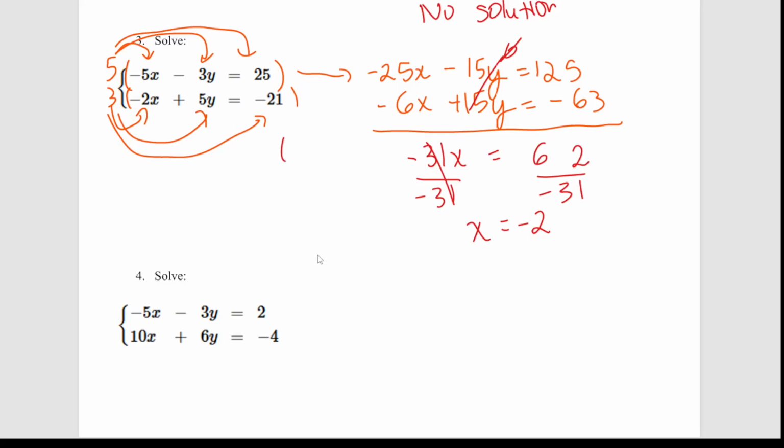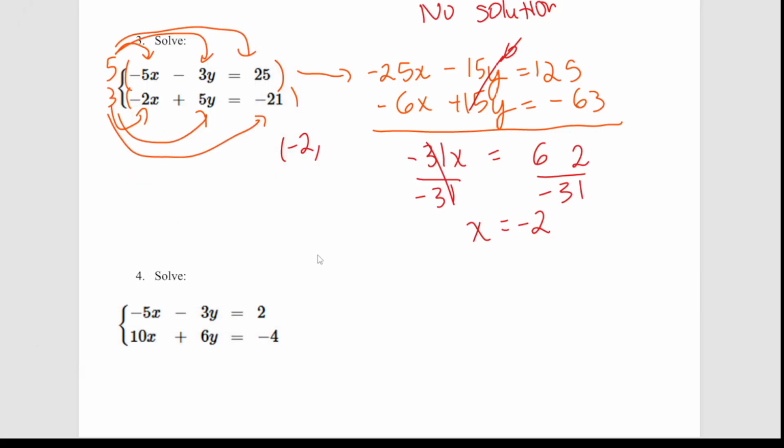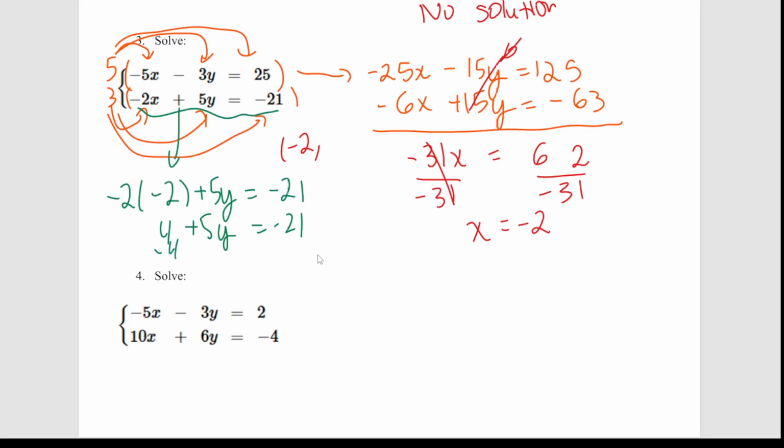I haven't finished yet. I've only found my x coordinate. Now I need to plug that into one of my equations to find the y coordinate. I'm just going to pick the second equation. So if I'm plugging into the second equation, that becomes negative 2 times negative 2 plus 5y is equal to negative 21. Negative 2 times negative 2 is 4, plus 5y is equal to negative 21. Then I want to go ahead and subtract 4 from both sides. 5y is equal to negative 25. Then I want to undo multiplying by 5 by dividing by 5 on both sides. So then I get y is equal to negative 5, and negative 5 is my second coordinate.